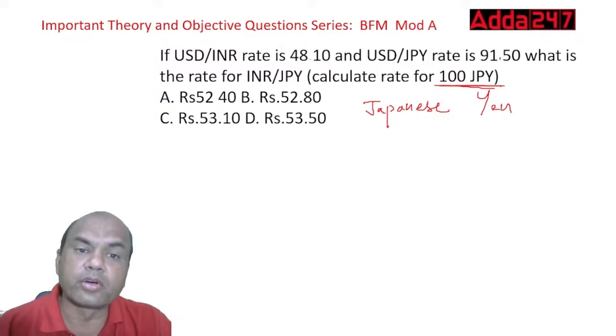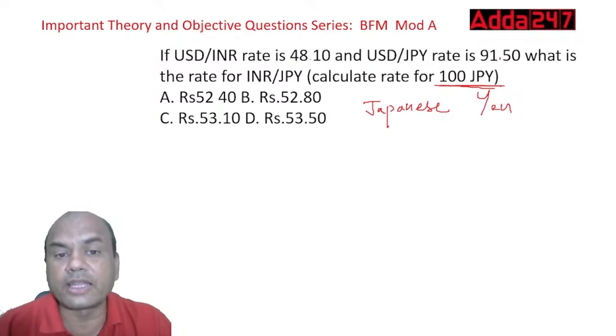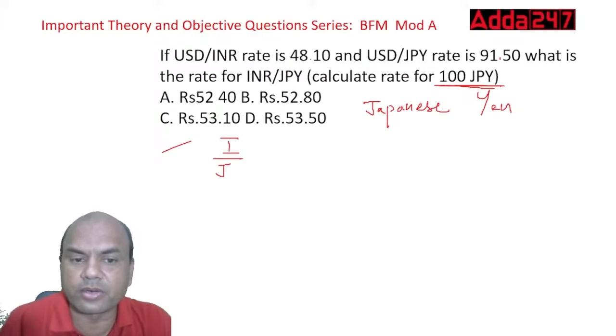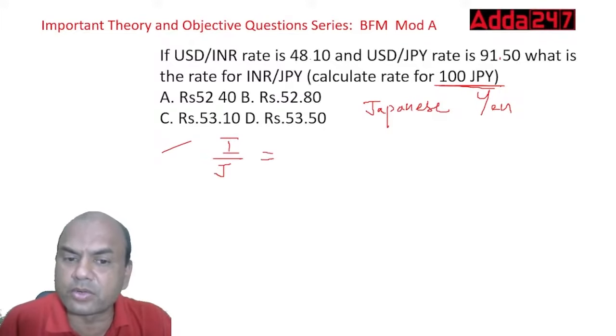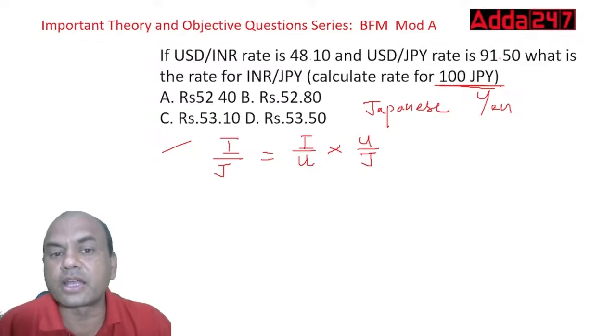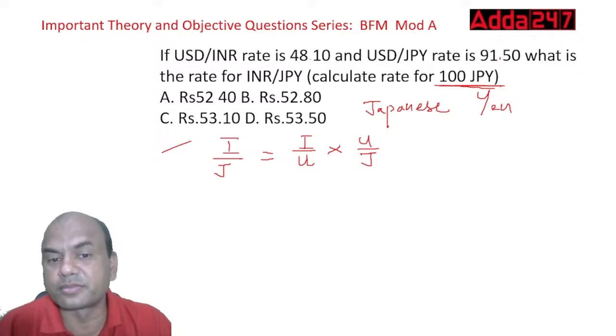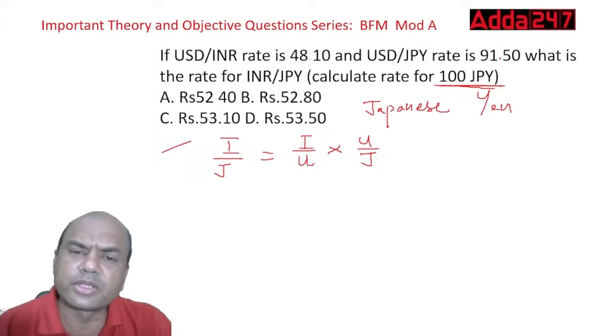So what is the rate now? You want INR to JPY. See here, it is INR to JPY we wanted. I'll write J over here. So again use the same chain rule, INR to USD into USD to JPY. Are you having both the rates? Are you having INR to USD? See here, the USD to INR rate is given. INR to USD into USD to JPY, this is what you want. So how will you do this?